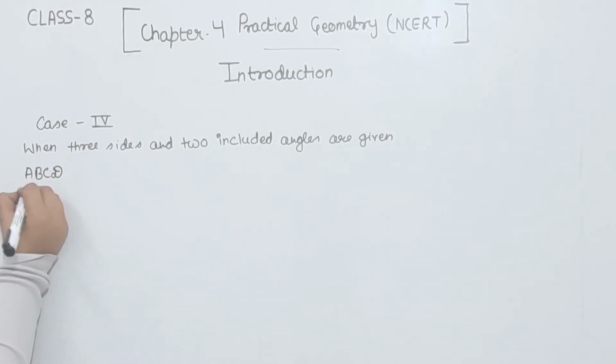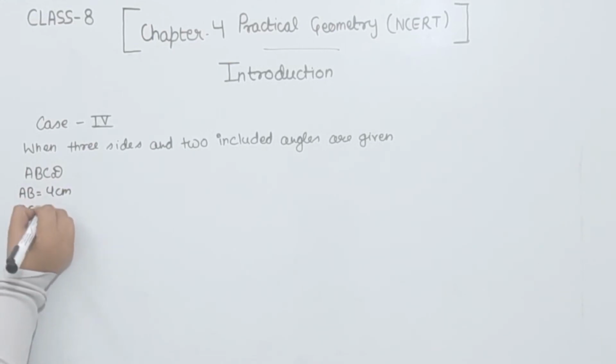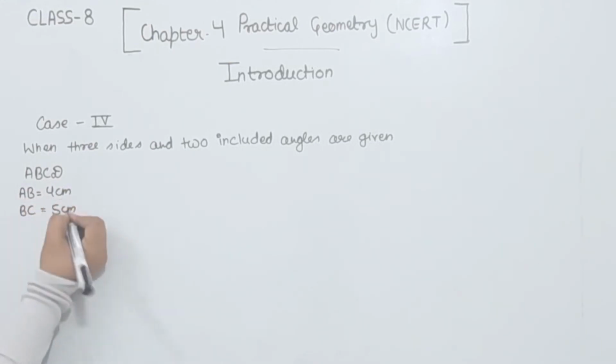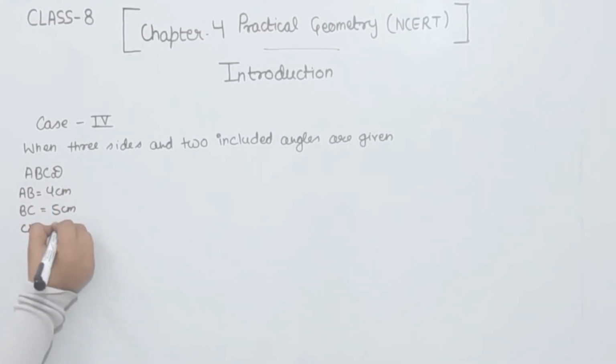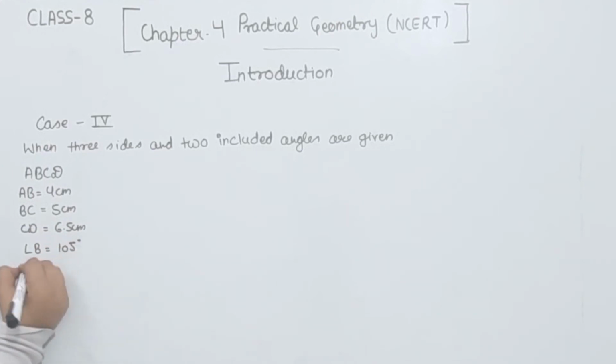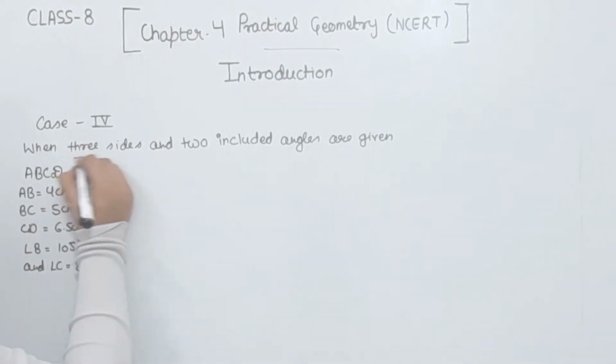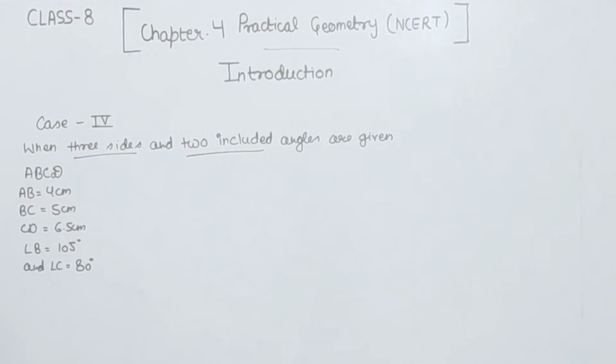In this one, AB we are having as the 4 centimeter, BC we are having as the 5 centimeter, CD we are having as 6.5 centimeter, angle B we are having as 105 degree, and the angle C we are having as the 80 degree. So these are the measurements we are having. We are having 3 sides and 2 included angles. So first of all, we are going to draw the rough sketch.